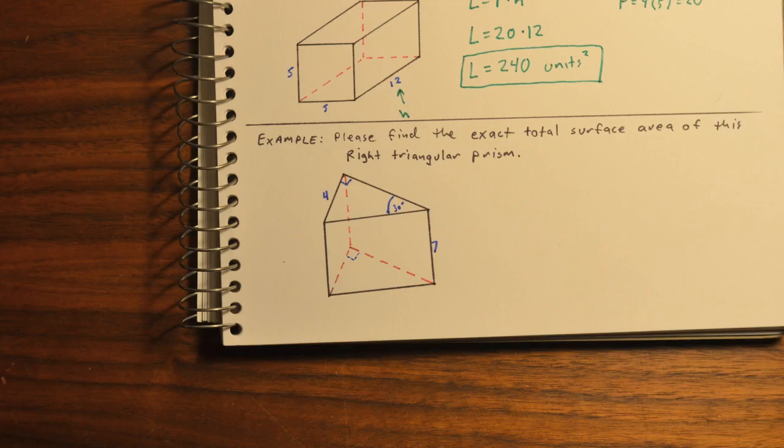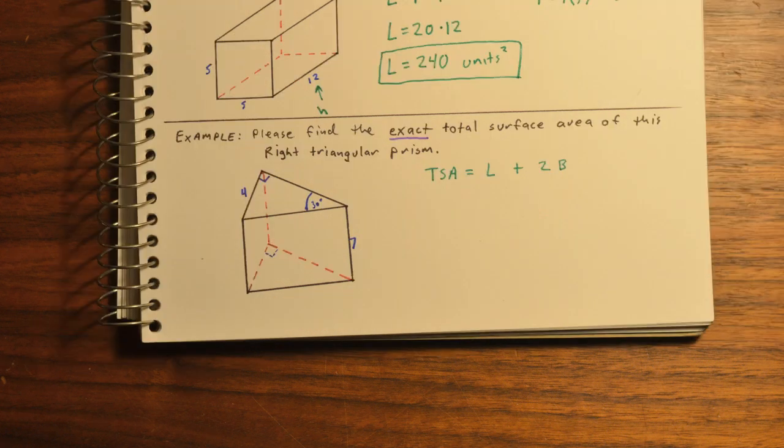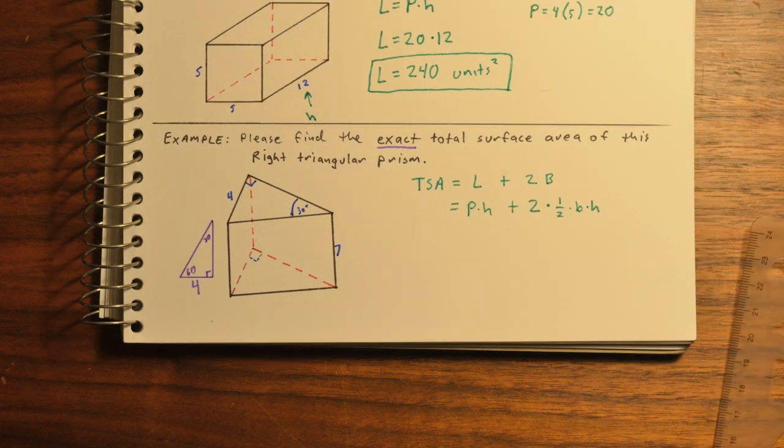Here's another example. We want to find the exact total surface area of this right triangular prism. So take a minute and sketch it down. Exact kind of indicates we might have square roots or pies. Well, probably not pies because we're not dealing with circles, but there might be some square roots in our answer. So total surface area is lateral area plus 2 bases. Lateral area is perimeter of the base times the height of the prism. And the bases are triangles, so it's 1/2 base times height.